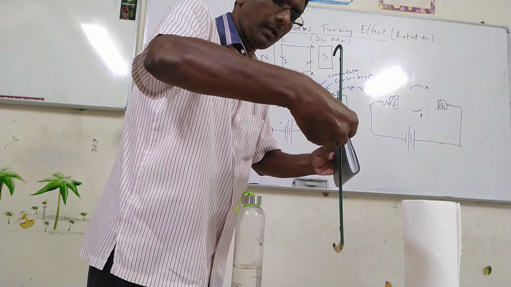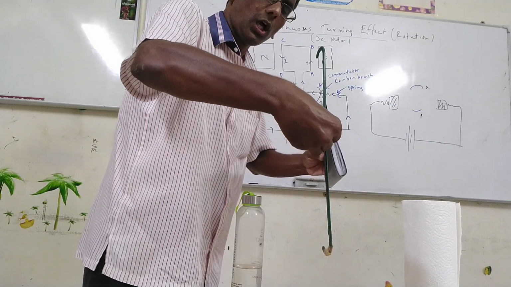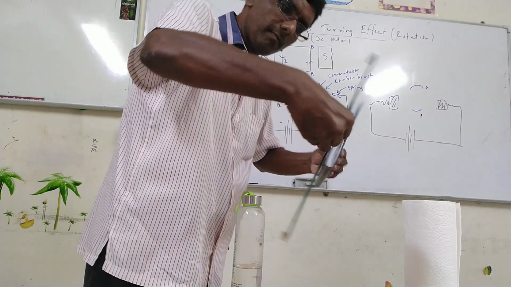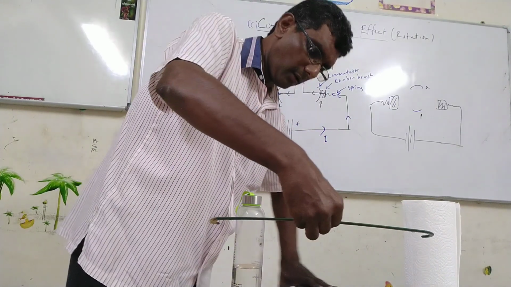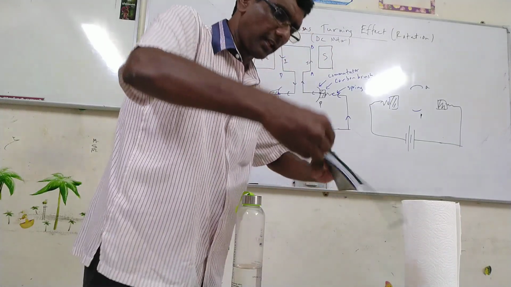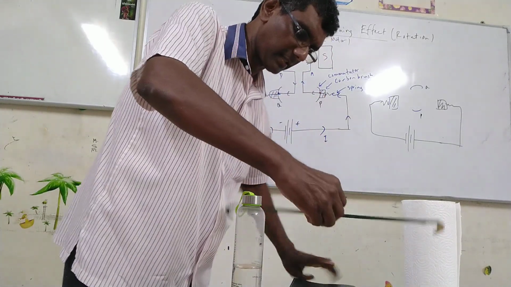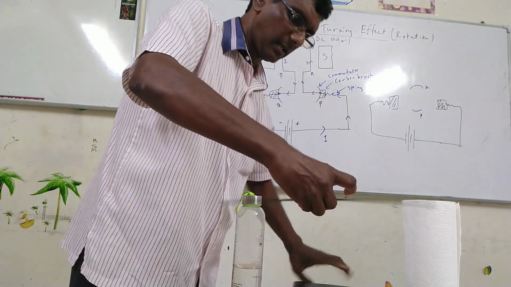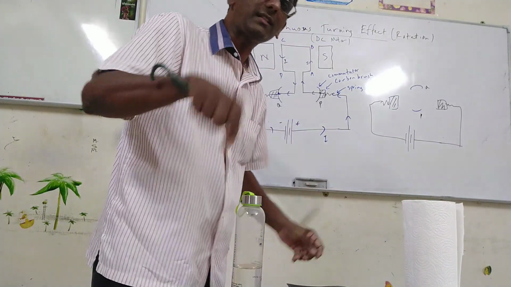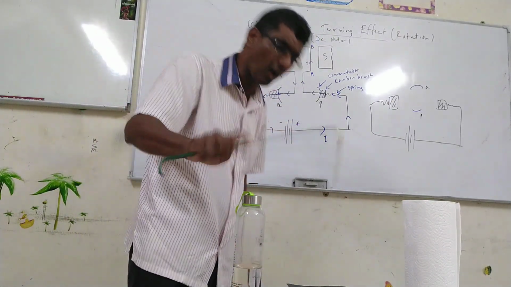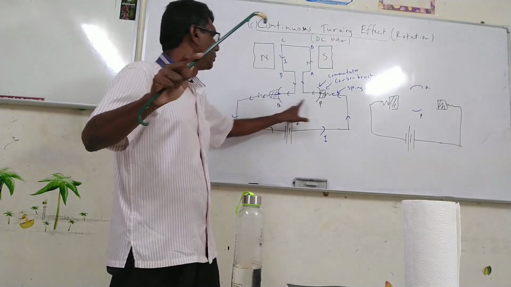Again, this one, like this. Because of momentum, it falls again. Again, the force is like this. Momentum, force like this. Again like this. So the continuous turning effect is because of the commutator.